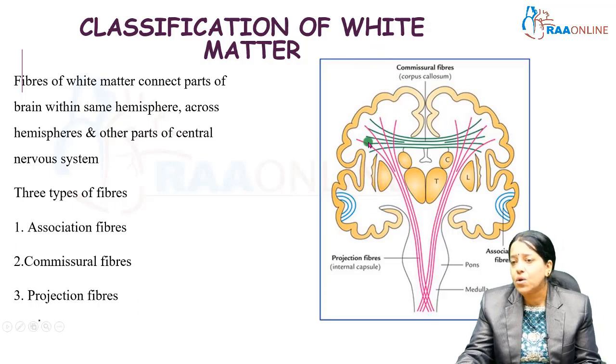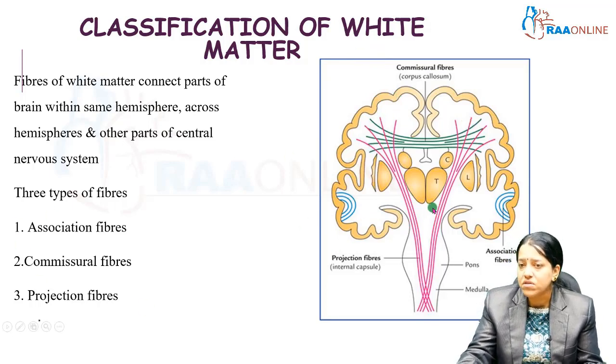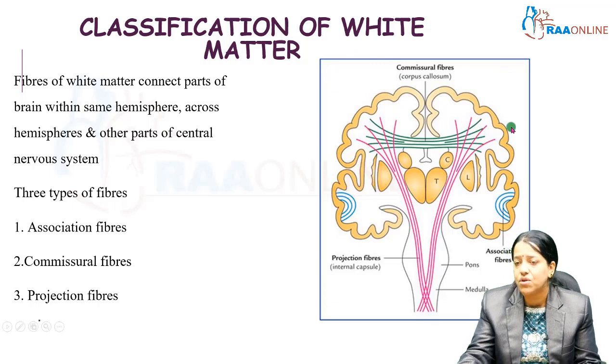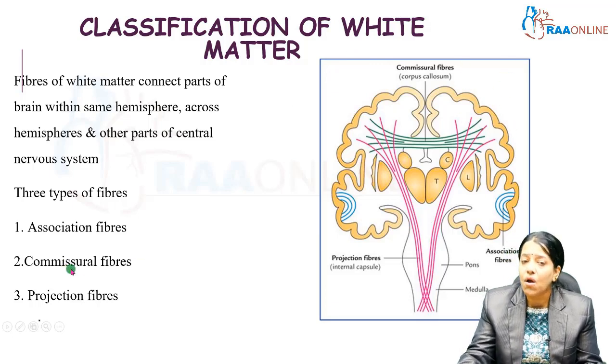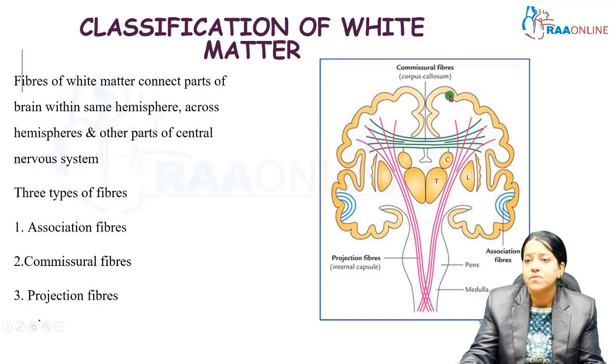When the fibers cross and connect one side of the cerebral cortex to the other side, they are called cross fibers or commissural fibers. Commissural means they are crossing. One of the most important commissural fibers is the corpus callosum.